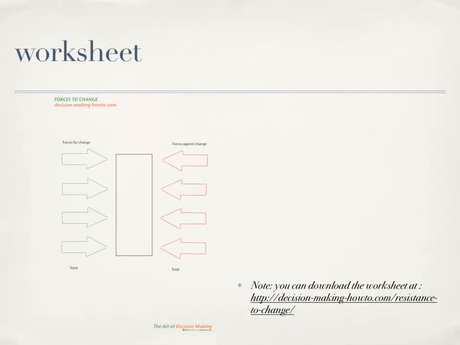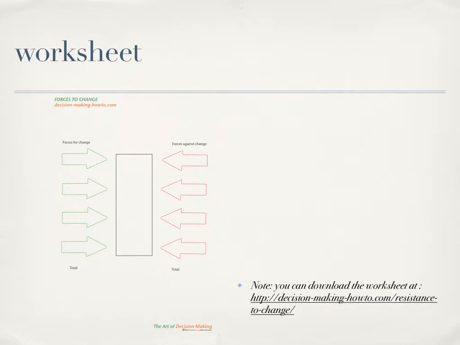In the center we have the rectangle where we're going to note the change we'd like to make. On the right side we're going to draw arrows, and that's where we note the forces against change. And on the left side we note the forces that are for change. If you'd like, you can go to decisionmakingHowTo.com. You have the address down on the right side, and you'll be able to download this sheet that you see here on the screen.